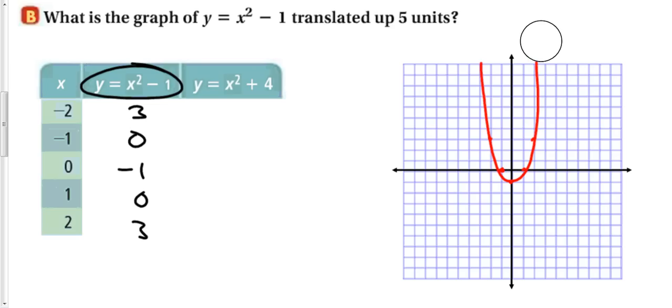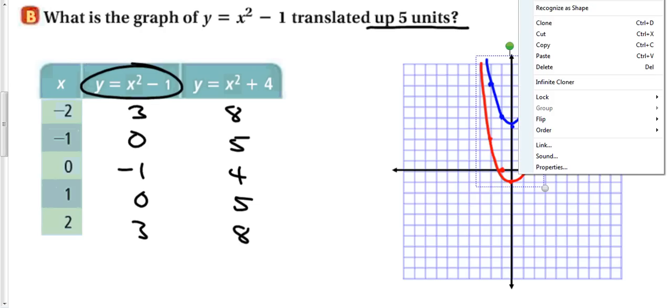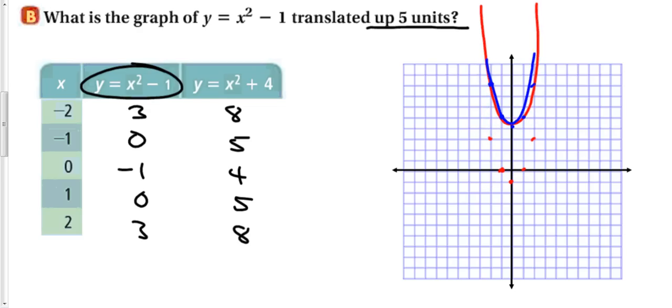So that gives me a nice parabola like that. Now I want to translate this up 5 units, so I would just add 5 to each of the outputs. So 8, 5, 4, 5, and 8. And I can graph that, and I would get the parabola then to move 5 up. So let's do it. -2, 8, and 0, 4. And I can see that if I take the red one and shift it up 5 units, I would match up with the blue one. So I have successfully translated this parabola up 5 units.